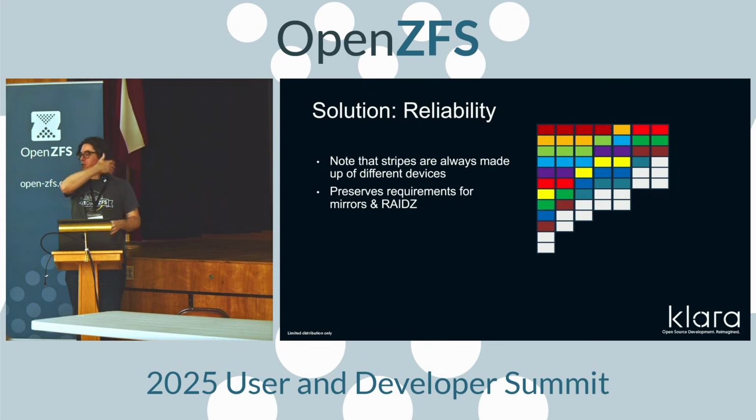And this allows us to preserve the requirements of mirrors and RAID Z, where if you lose any one of these devices, you're only going to lose one tile of a given color. And in that way, we preserve the same reliability that RAID Z would give us, where you can afford to lose any one of your devices, and we can still reconstruct all of your data using the parity information that's part of RAID Z. And the same would be true of mirrors if this was a 4-way mirror setup.